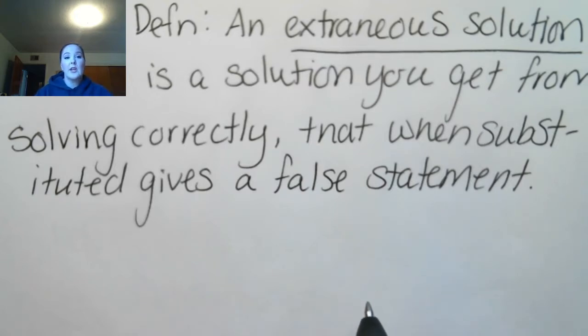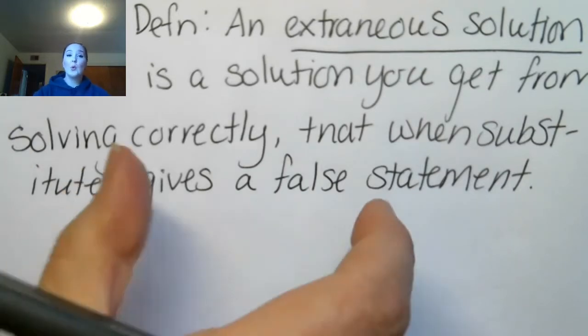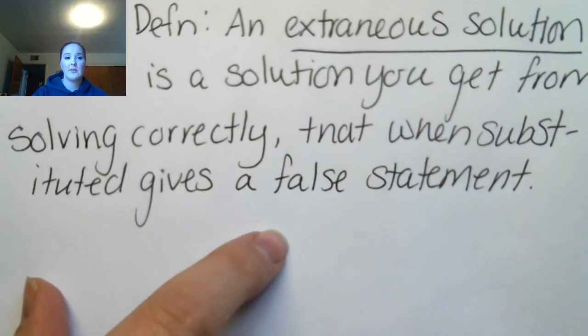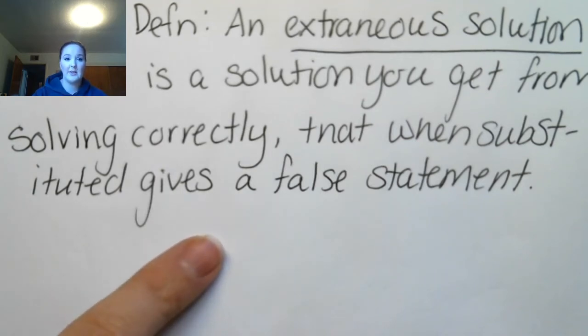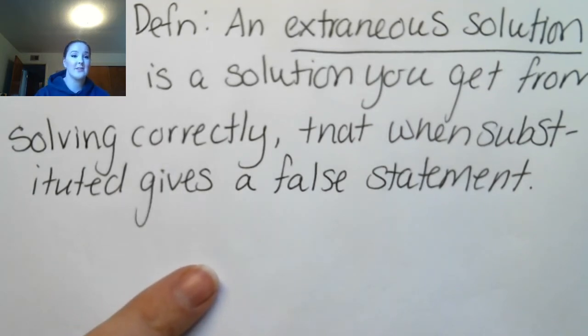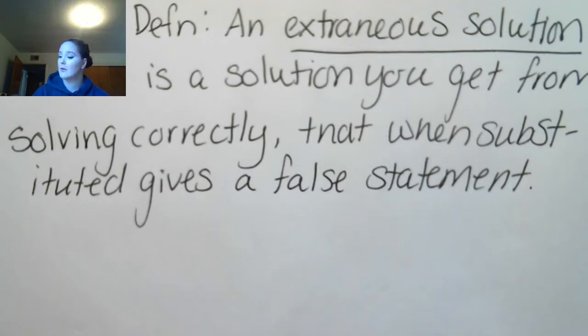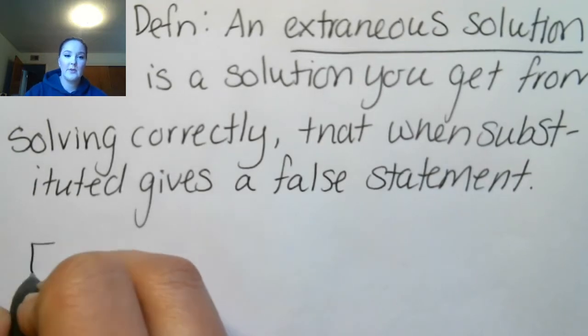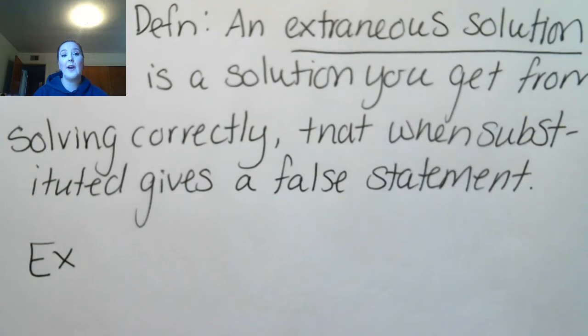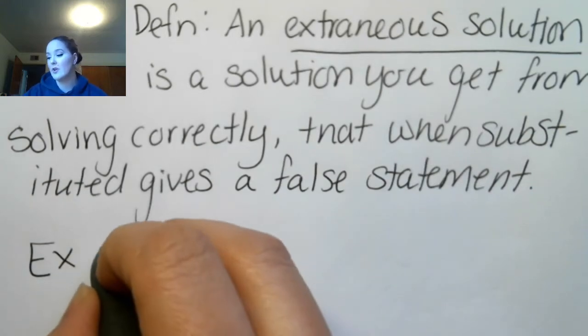So these extraneous solutions are not solutions to the equation. They're fake solutions. They come from solving correctly. They look like a solution, but they're really not. The only way to check for extraneous solutions is to plug back into the original equation. You can't detect them in other ways. So let's do an example of solving, and then we'll do an example of how you check your solutions to see if they're extraneous.